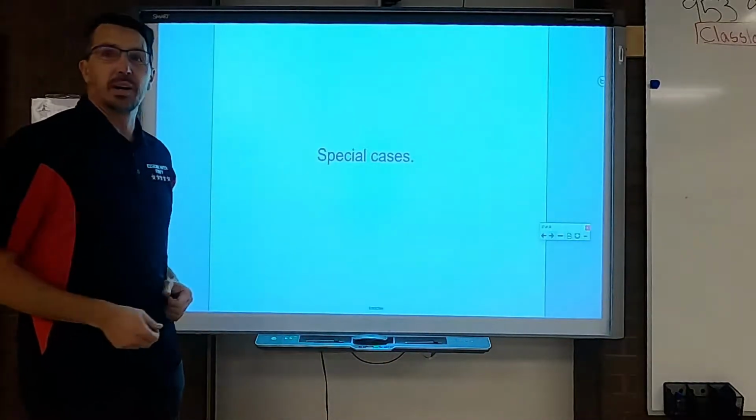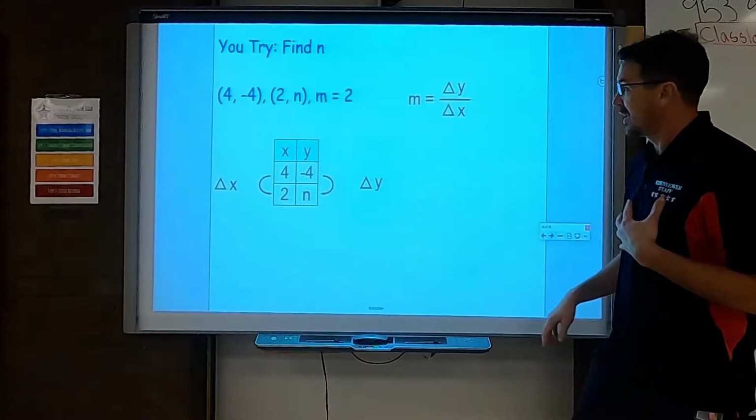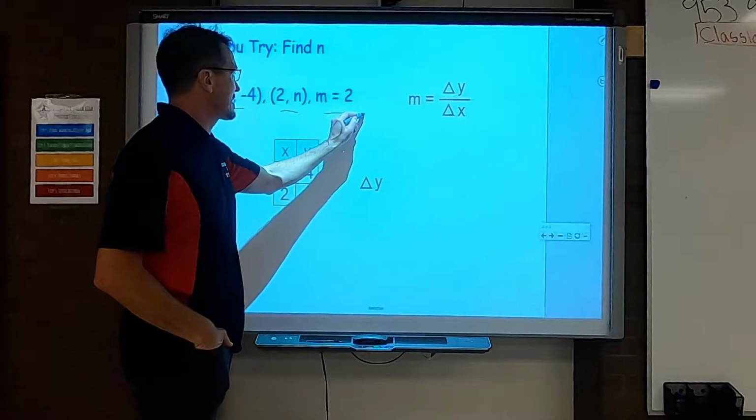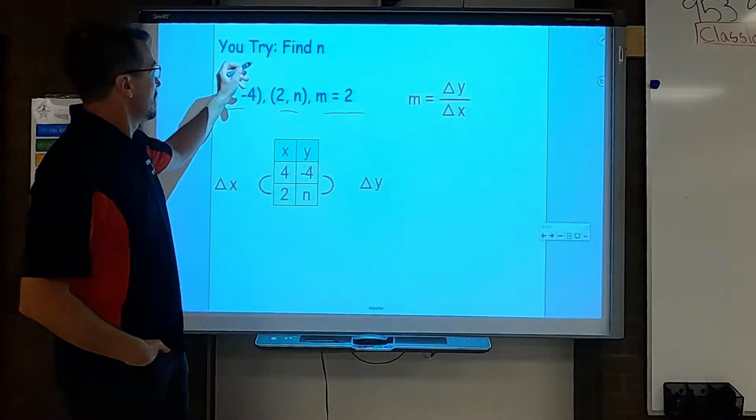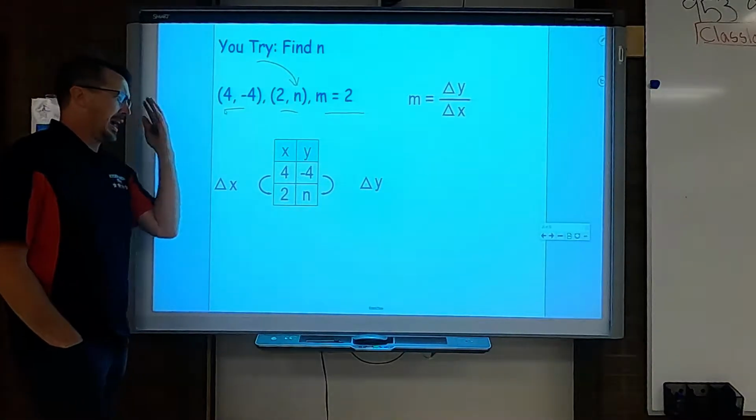All right, we're going to talk about special cases. Special cases, you say, what's a special case, Mr. Craig? Well, it's where I have 2 points and I have the slope, but the problem is, if you notice, one of my points is a variable.